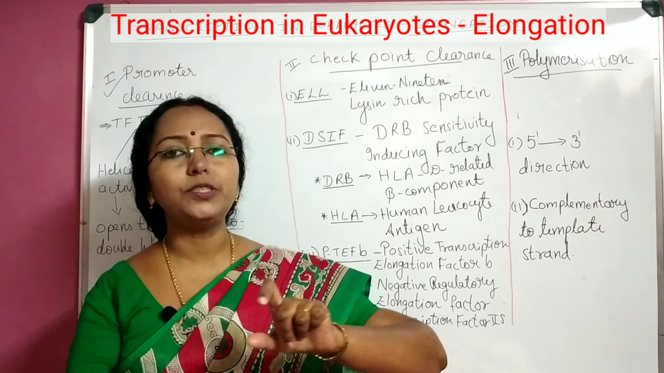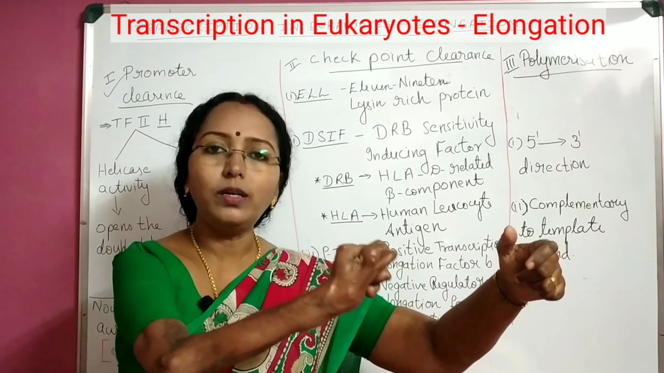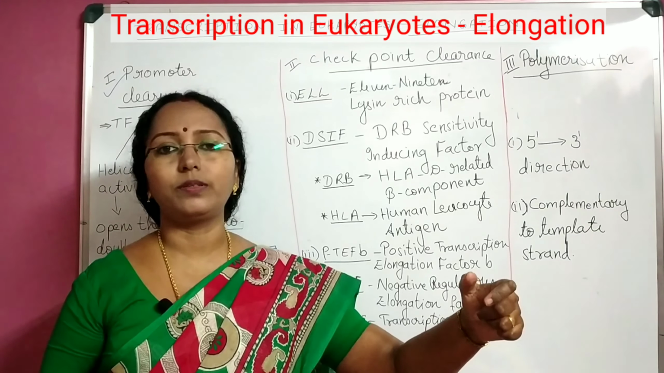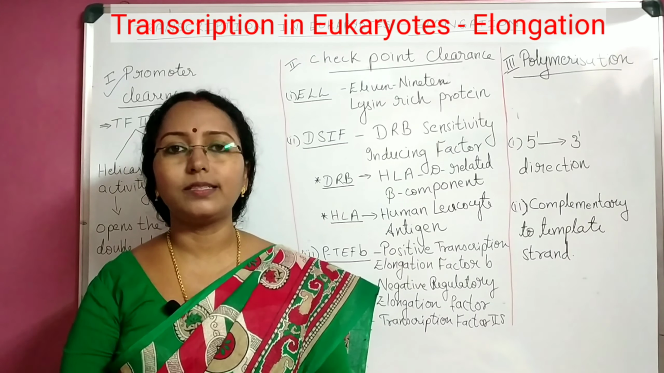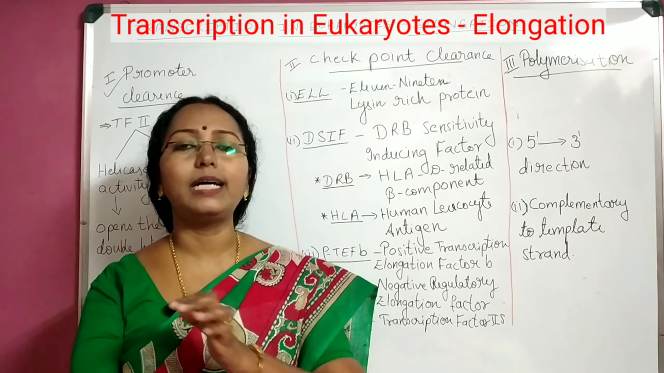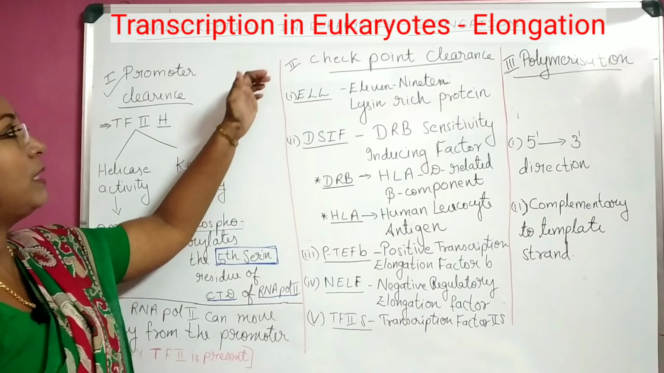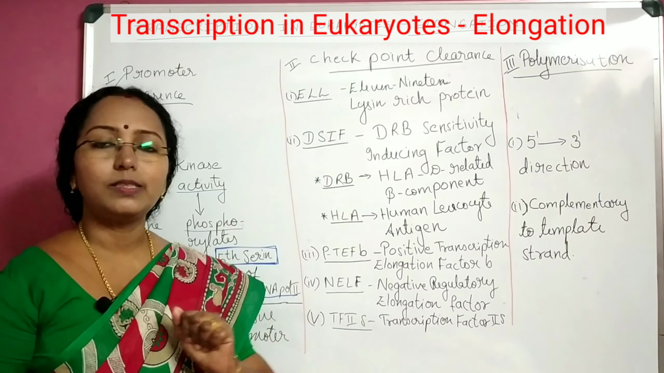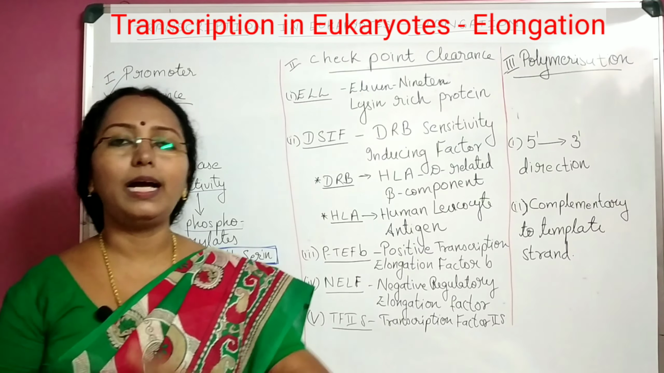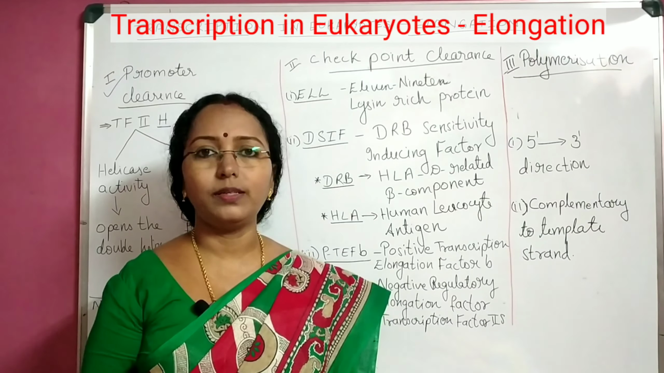Without any interruption, it should keep on moving forward, and as it is moving forward, a new small RNA molecule has to be formed. This is what the cell needs. So what has to be avoided? Those pauses have to be avoided. Those pauses, you call them the checkpoints. So the next phase is checkpoint clearance. The checkpoint has to be surpassed very quickly by this RNA polymerase.